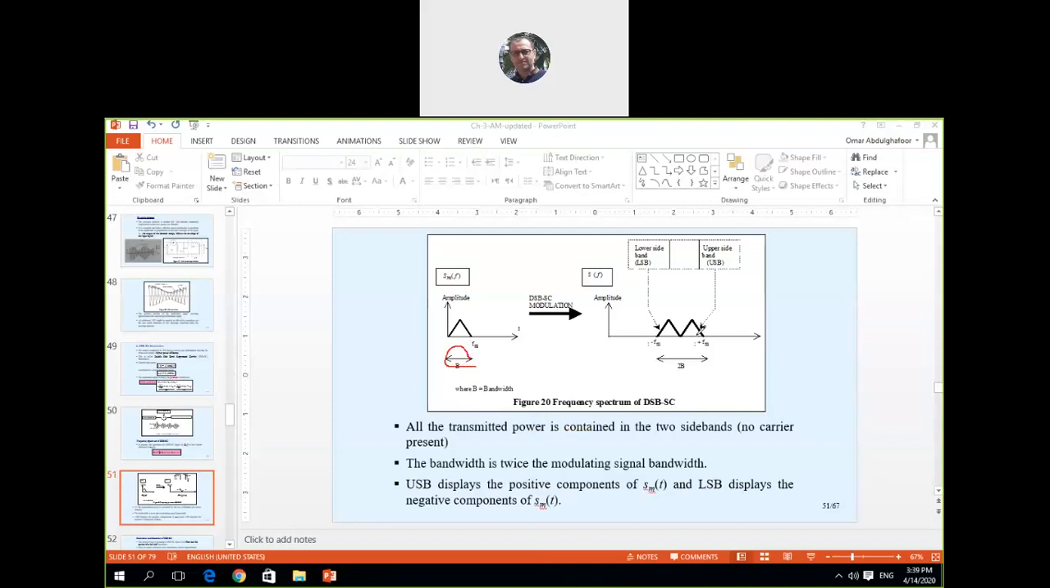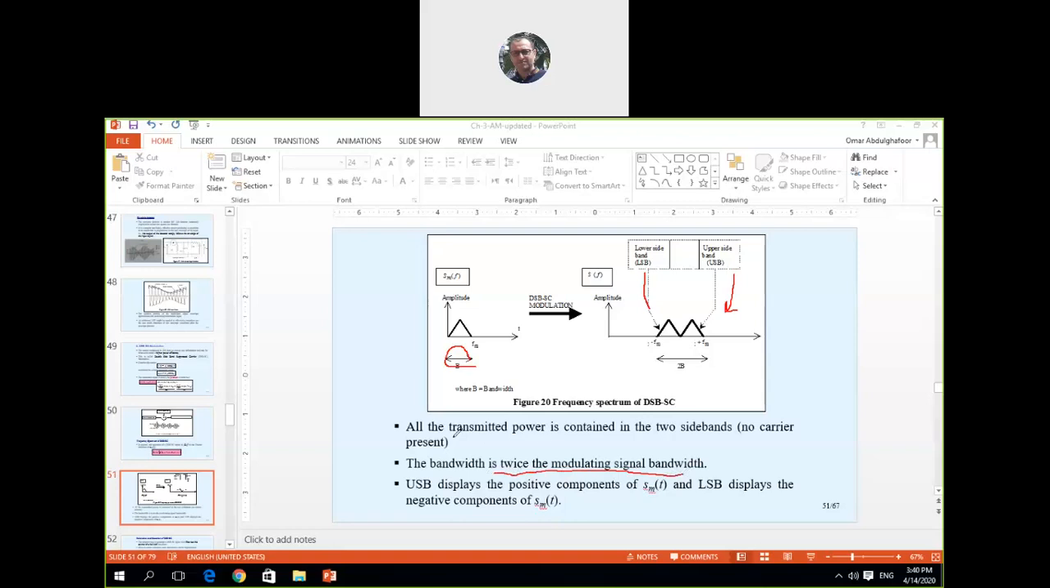You can see the bandwidth is, let's say, B. And this is the result, the modulated signal. As we can see, we have USB, the upper sideband, and LSB, the lower sideband, and we don't have a carrier in between as an independent signal. The bandwidth is still the same compared to double sideband large carrier. We transmitted bandwidth B and we receive 2B, so the bandwidth is twice the modulating signal bandwidth.